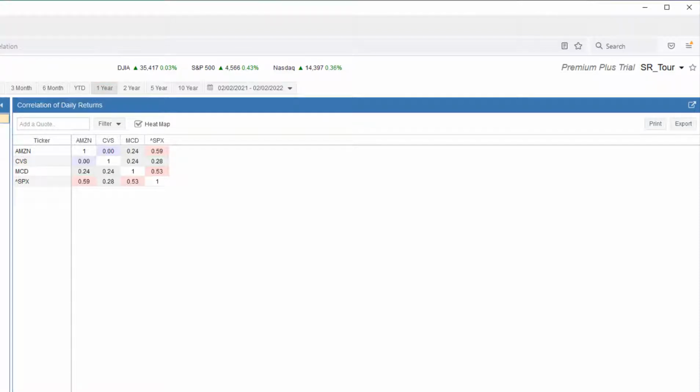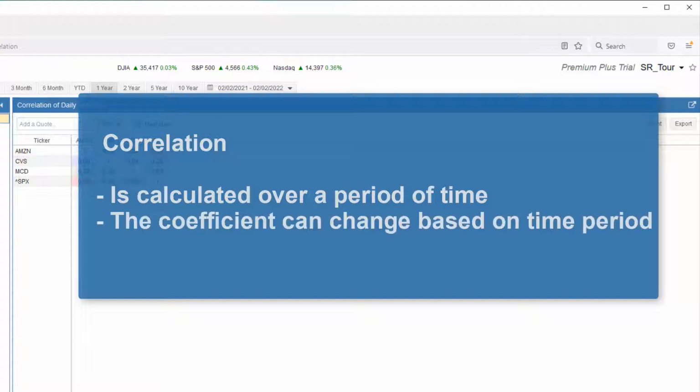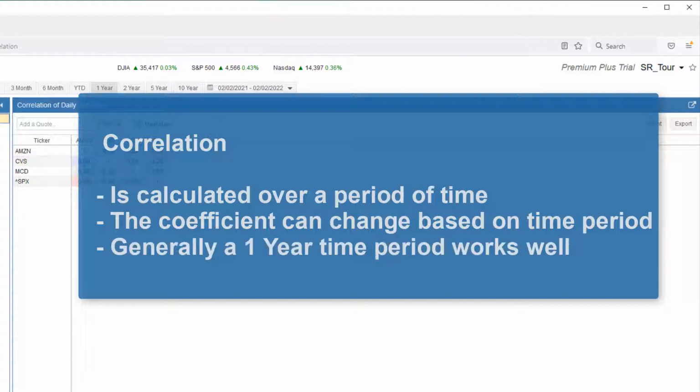Note that the correlation is calculated over a period of time, and therefore the coefficient can change depending on the period of the calculation. Two tickers could be strongly correlated over a longer time period, say the past 10 years, but less correlated with a shorter time period, such as the last year. In the Stock Rover correlation facility, correlation values will be calculated over whichever time period you select, and generally a 1-year time period works really well.